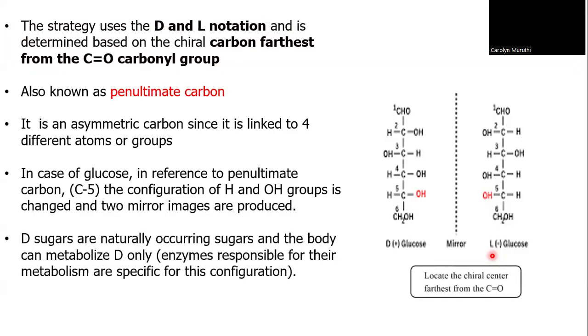What is important to note is that the D sugars or D-glucose are the ones which are naturally occurring, and the body is able to metabolize them because it has enzymes which are specific for the D-glucose configuration.